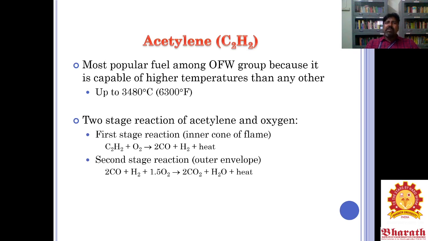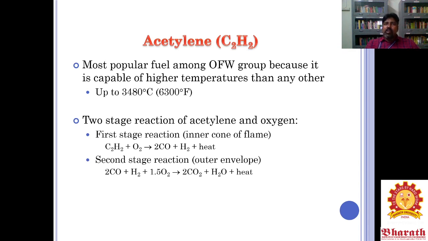Different types of flames we are getting. Normally we are getting three types of flames. One is the neutral flame, the second one is the carburizing flame, and the third one is the oxidizing flame. What is meant by neutral flame? Neutral flame means it is supplied with equal amounts of oxygen and acetylene, equal quantity, right? So that is called a neutral flame.